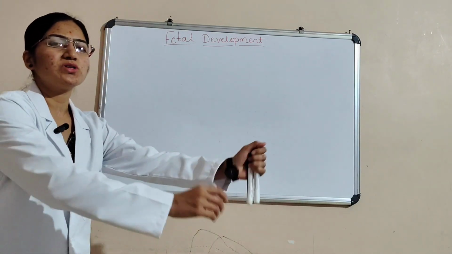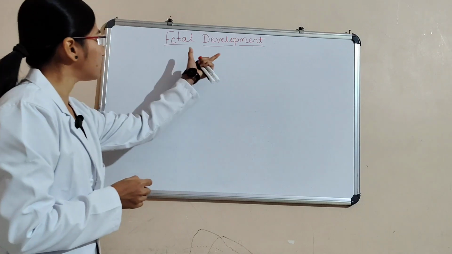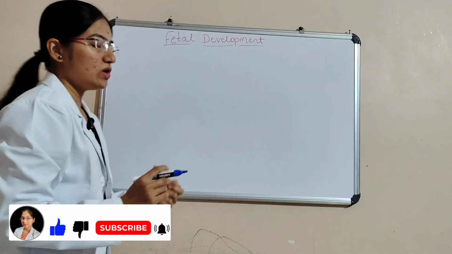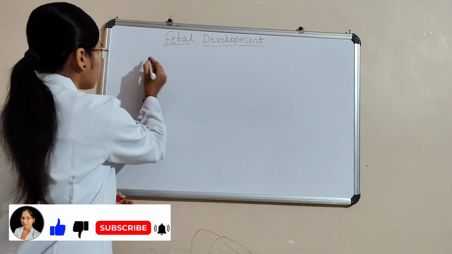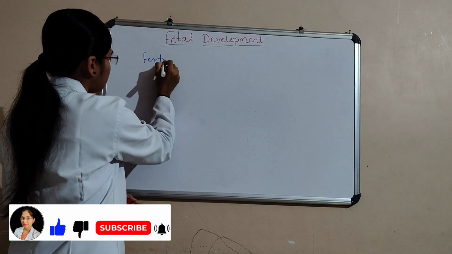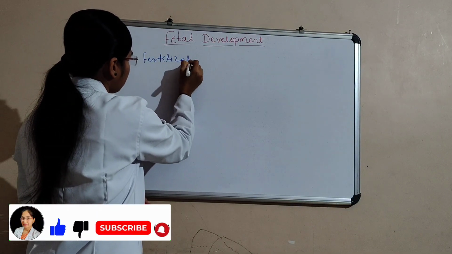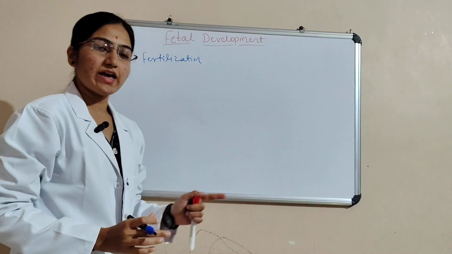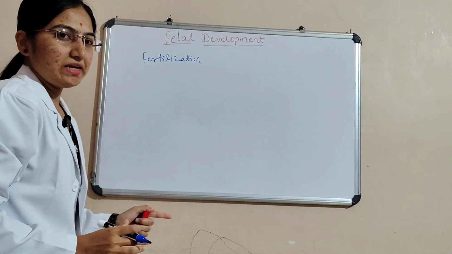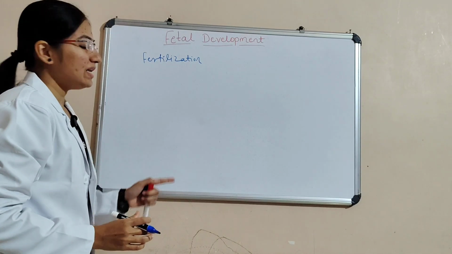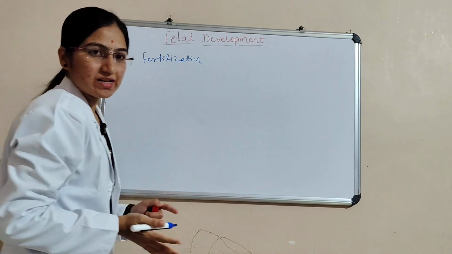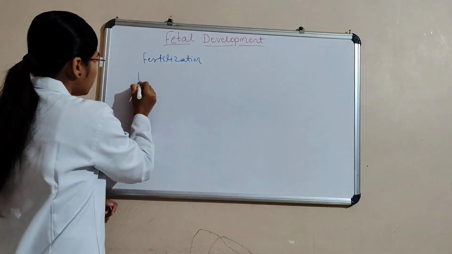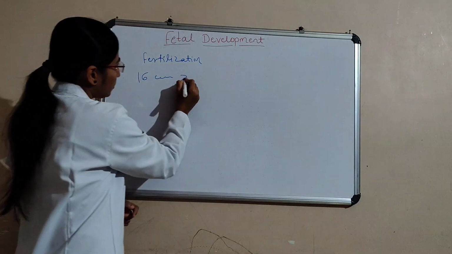In this class, we are going to discuss another new topic, that is fetal development. What happens after fertilization? After fertilization, a zygote is formed. A single cell zygote is converted into a 4 cell zygote. After that, an 8 cell zygote, and then a 16 celled zygote.